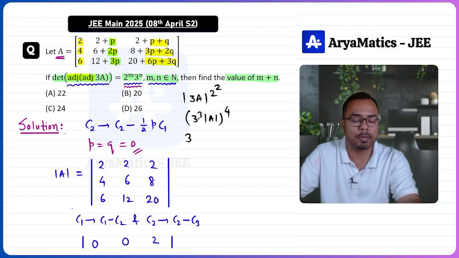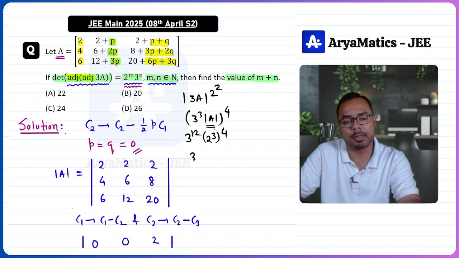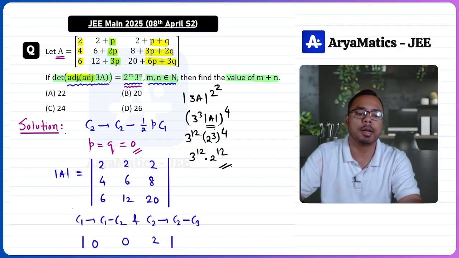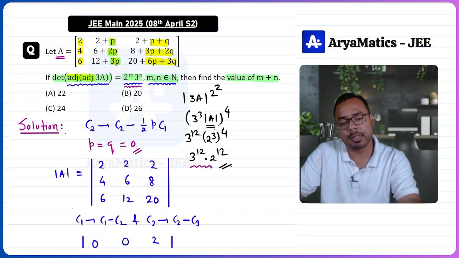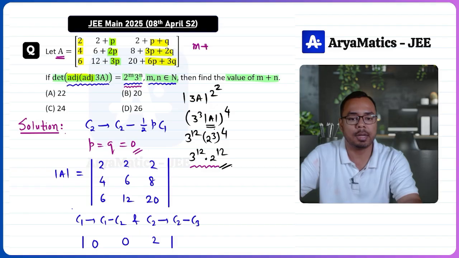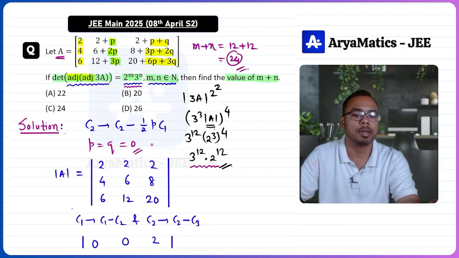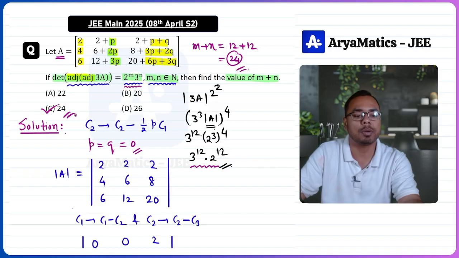Now 3 cube raised to 4 will be 3 raised to 12. And the determinant of A was nothing but 8. 8 is 2 cube, this raised to 4. So ultimately this will become 3 raised to 12 into 2 raised to 12. That is the determinant of adjoint of 3A. So clearly you can see that if I compare with this one, 3 raised to 12, 2 raised to 12, we needed m plus n, so clearly m is 12, n is also 12. So that means m plus n must be 24. So the correct answer for this problem will be option C.